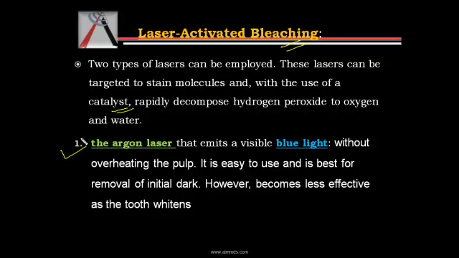The lasers which we can use for this process is the argon laser that emits the blue light, and it doesn't heat the pulp. So without overheating the pulp, we can use argon laser. It is easy to use. It is best to remove the initial dark stains, but the problem is, as the stains become lighter, the effect of the argon laser lessens. So the laser becomes less effective as the stains get lighter.